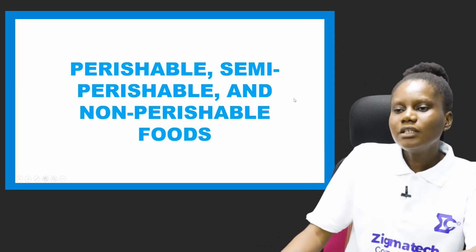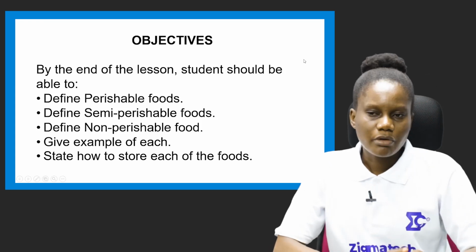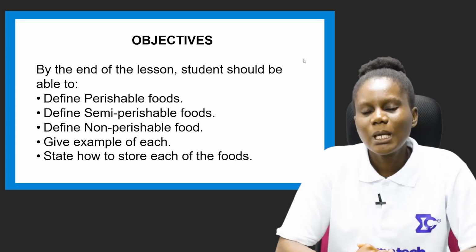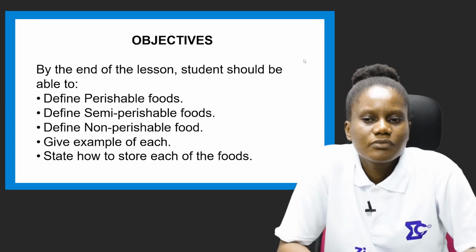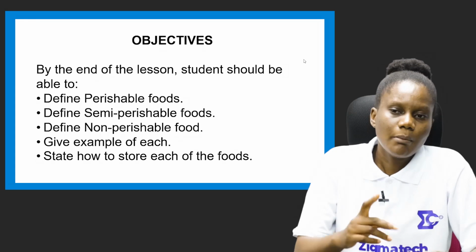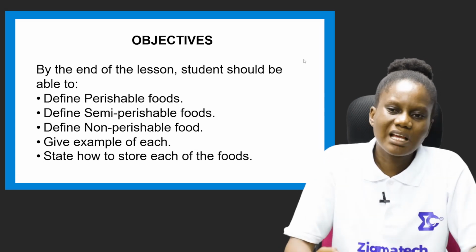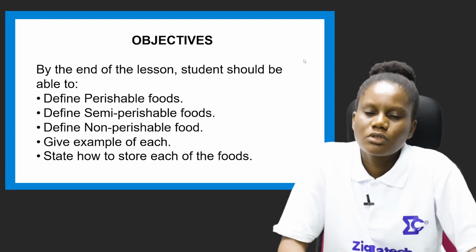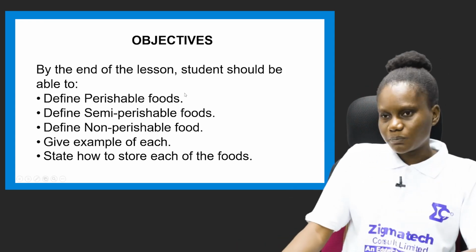So at the end of today's lecture, you should be able to define and identify perishable foods, define semi-perishable foods, define non-perishable foods, and also give examples of each of them. You should also be able to state how to store each of the foods. So when you come across these foods, you should know how to store them properly.